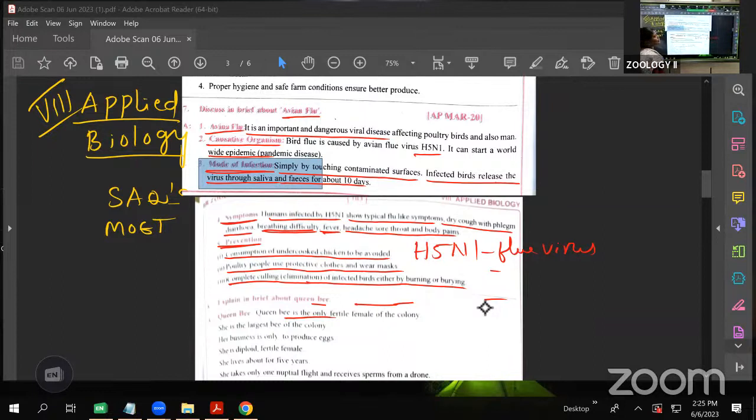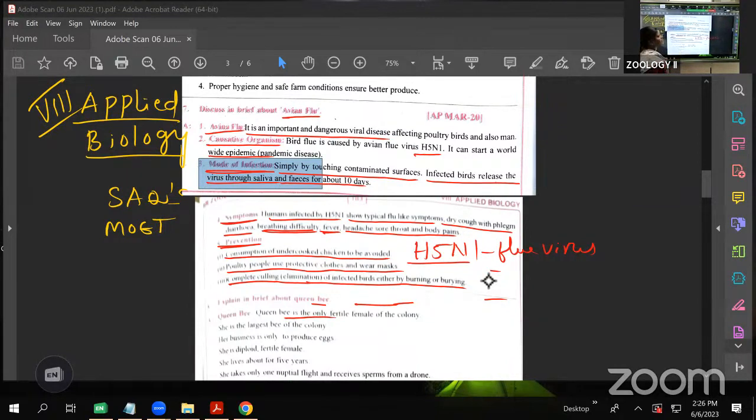Avian flu is mainly caused by a flu-like virus called H5N1. It not only affects birds, it also affects humans. The causative organism is the flu virus H5N1, and it is a pandemic disease. The mode of infection is by touching contaminated surfaces and the bird's saliva and feces.